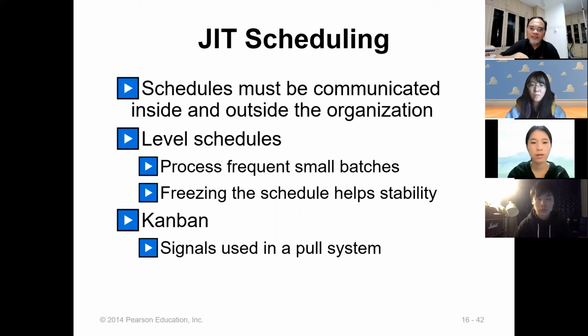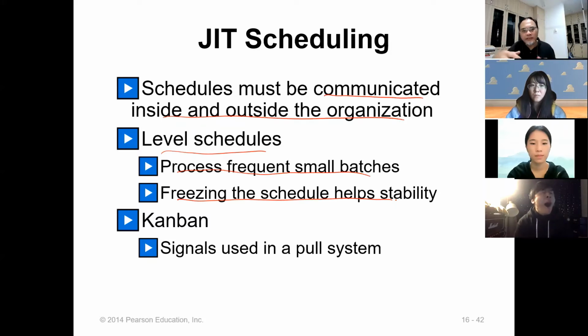Okay, so we talk about schedule. First it must be communicated inside and outside the organization because we have suppliers. We need to coordinate with suppliers on the order quantity. Then it has to have frequent delivery. Then this level schedule, okay, this is Heijunka. Then the process will have frequent small batches to be produced. And you freeze the schedule for a certain time frame. One week, fixed schedule, one week fixed schedule.